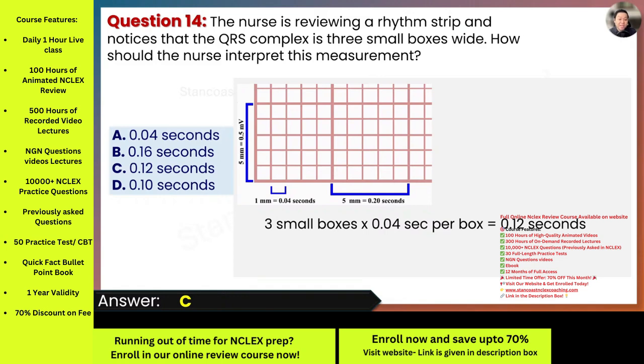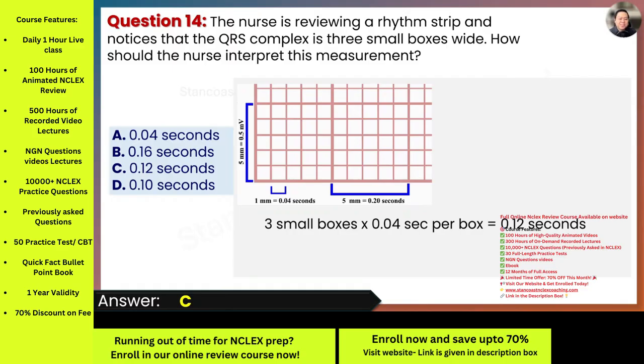And this measurement falls within the normal range of the QRS complex, which is typically 0.06 to 0.12 seconds. If a QRS duration is longer than 0.12 seconds, this could suggest a delay in the conduction, possibly an indication of a bundle branch block or some other form of conduction issue. And so if you selected letter A, this says 0.04 seconds. What does that mean? It's a bit shorter, right?